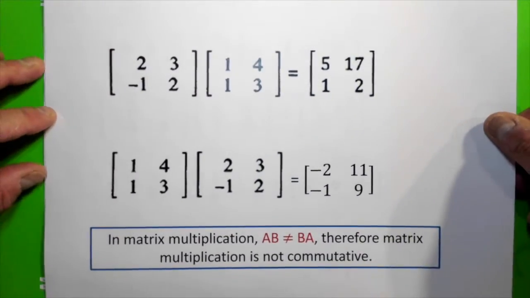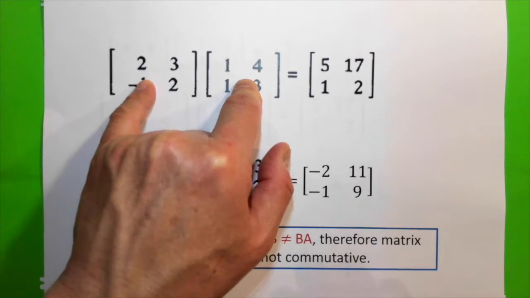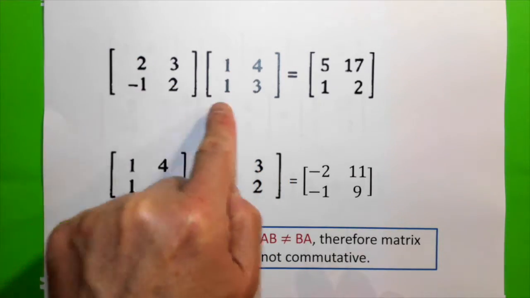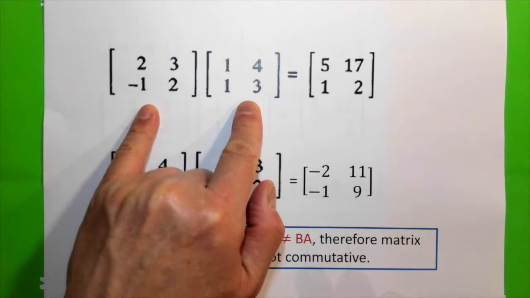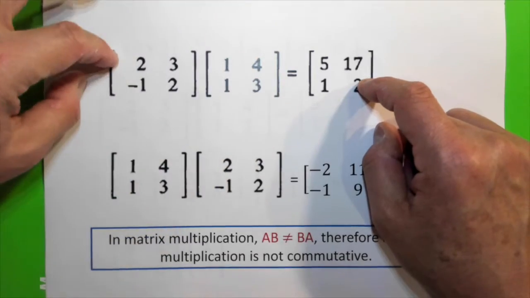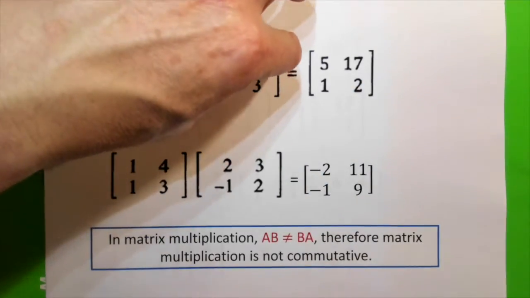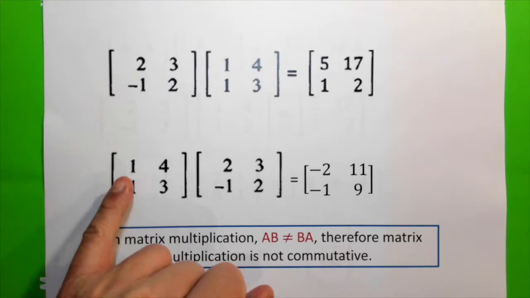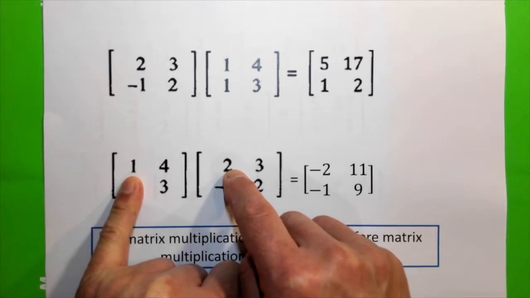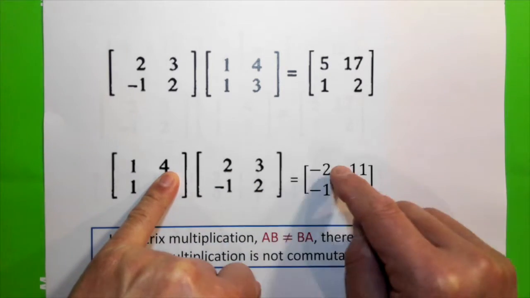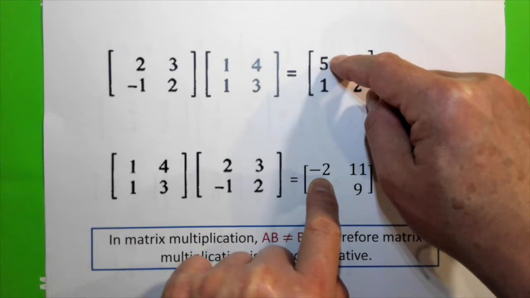Alright, let's have a look at multiplying matrices and see whether it's commutative. Let's do this. We know we have worked out this is that. But what if we reverse it? We actually use this to multiply to that. If we have 1 times 2 plus 4 times minus 1, that actually gives us minus 2. Look, it's completely different.